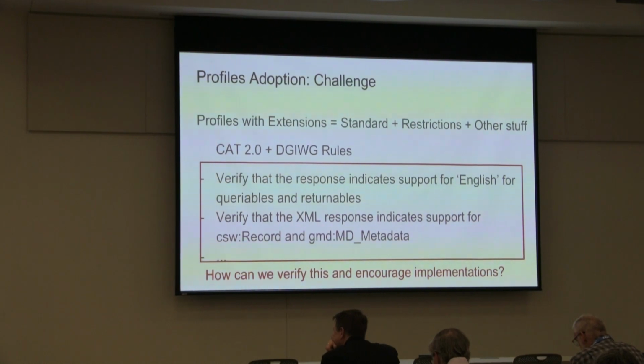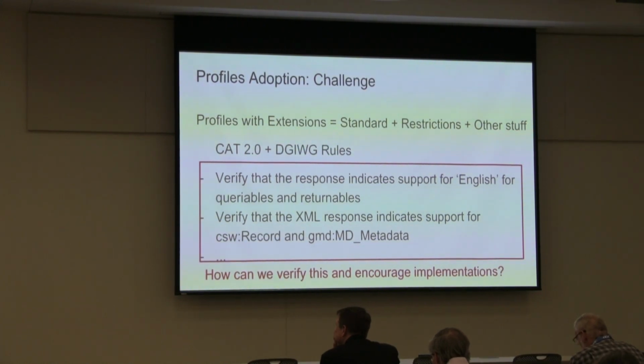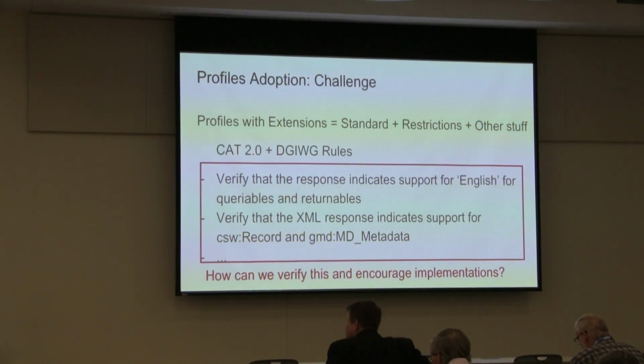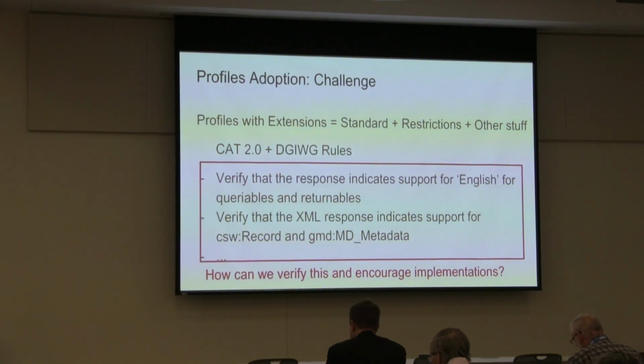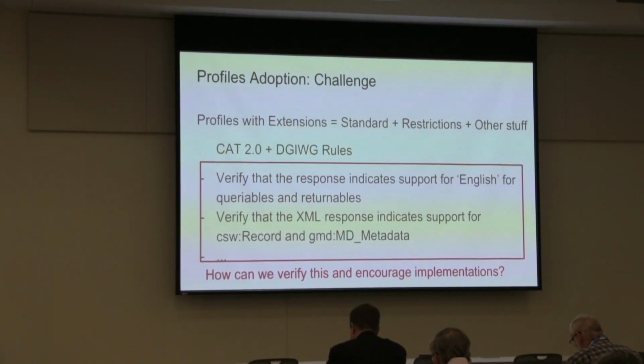In the case of the testbed, we wanted to have an executable test suite for the OGC Catalog 2.0. For example, there were some things that are part of the profile, such as verify that the response indicates support for English, for queryables and returnables, or verify that the XML response indicates support for CSW record and ISO metadata. So these are concrete rules that the profile says we need to test for, even if in some cases this is an option in the real standard.